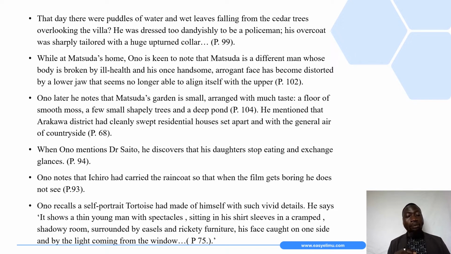So again, Ono recalls a self-portrait Toto had made of himself with such vivid details. It shows a thin young man with spectacles sitting in his shirt sleeves in a cramped, shadowy room surrounded by easels and rickety furniture, his face caught on one side by the light coming from the window. That is also vividly described on page 75 of the novel.